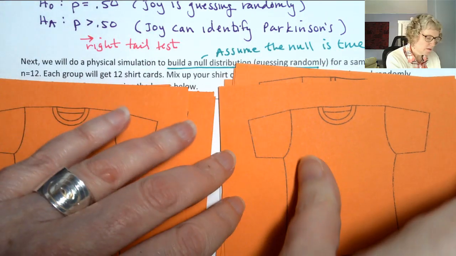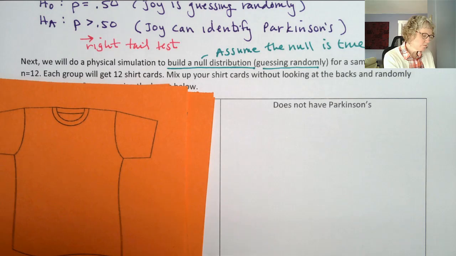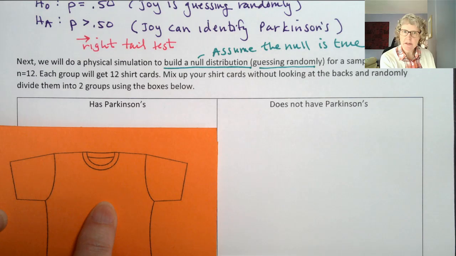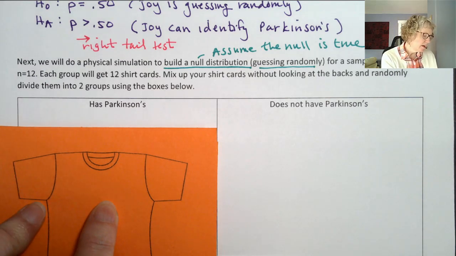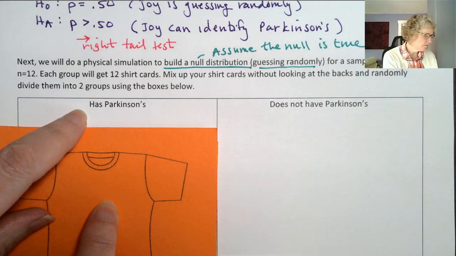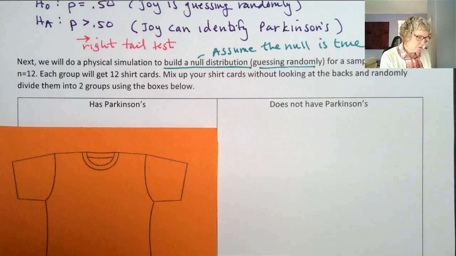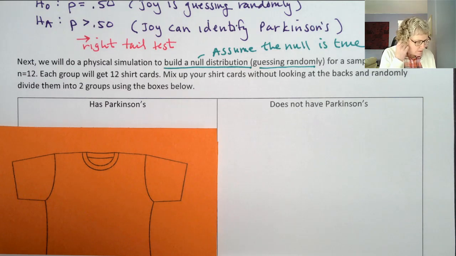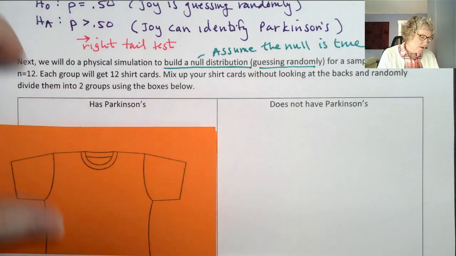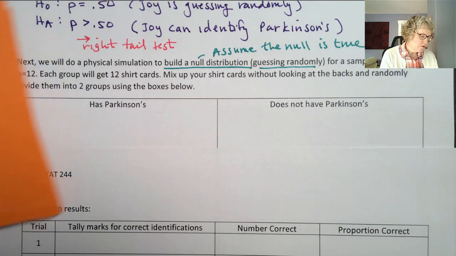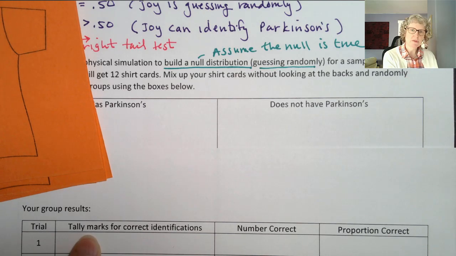Okay, now let me set this one aside for a moment. So we're going to say that, and again, this is the null, this is the group that she identified as having Parkinson's. I'm going to get my next page out here, which is where I'm going to record, and the other deck I'm going to say are the ones that did not. In my tally sheet on the next page, I'm going to write a tally mark for each one that was correct. And I have to do this for both groups.